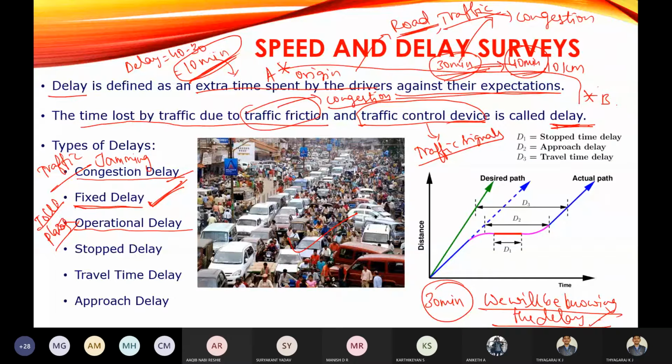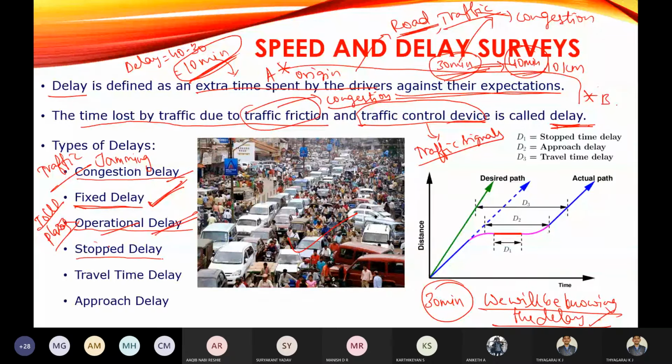Earlier days the FASTag was not there. If the machine gets corrupted or if the scanner gets corrupted, it will create so much congestion in the toll plazas, which will create the delay because of toll plazas. That we are going to call an operational delay. So the delay which we expect in the toll plazas, we are going to call an operational delay.